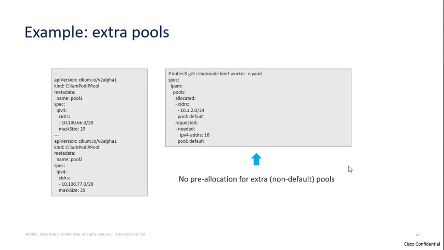Suppose you have a vanilla cluster and you just create 2 extra pools. On the left you have the definitions of these pools, pool 1 and pool 2. Once you do that, you should not expect any change yet at the Cilium node level, at the requests and allocations level, because no one is requesting an allocation from these pools. There is no pod, no workload, which is annotated with pool 1 or pool 2.